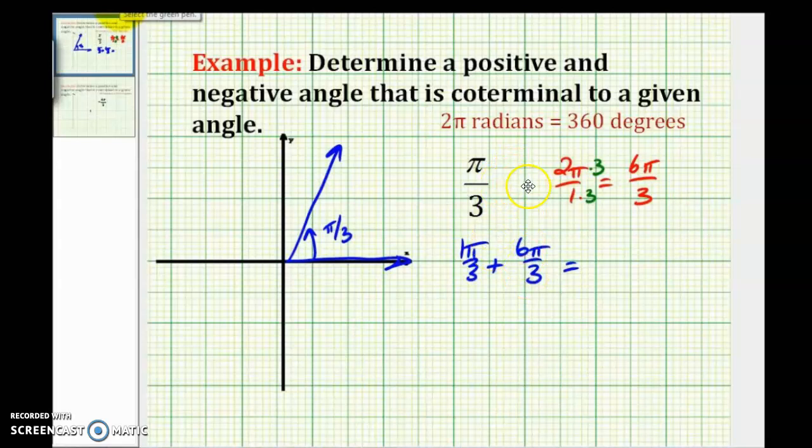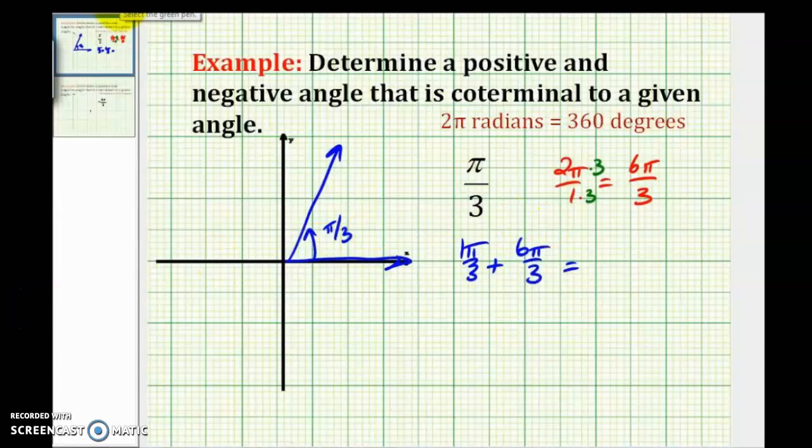And if I add 2 pi, there are different denominators. So we can change this so that the denominators are the same. This has a denominator of 3. So we multiply both of these by 3. We get 6 pi over 3. So we'll have pi over 3 plus 6 pi over 3. And so this here would be 7 pi over 3. So that's how we would find a coterminal angle.